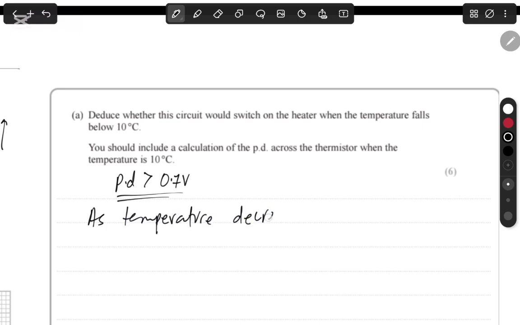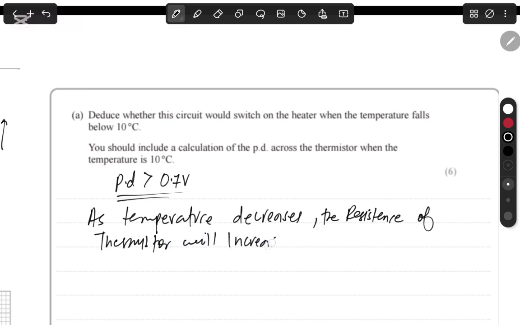Now, first thing I want to write is that as temperature decreases, so it goes below 10, like 9, 8, 7, it goes lower and lower, the resistance of the thermistor will increase. So that's a point I'm going to write, and I'm going to refer to that in a bit.